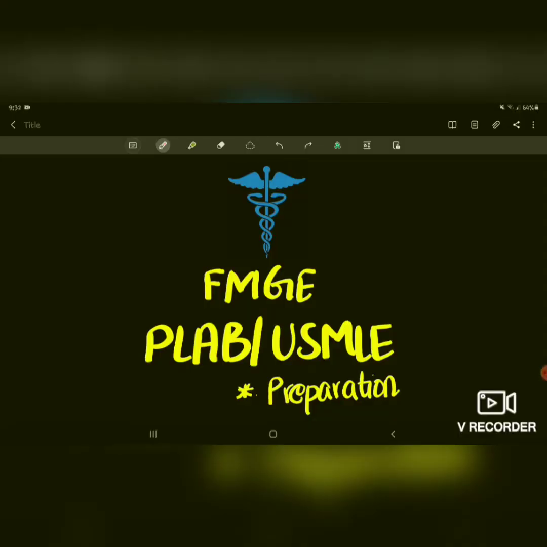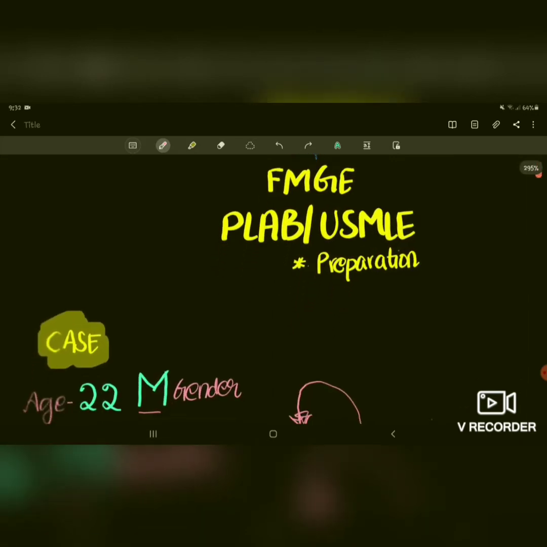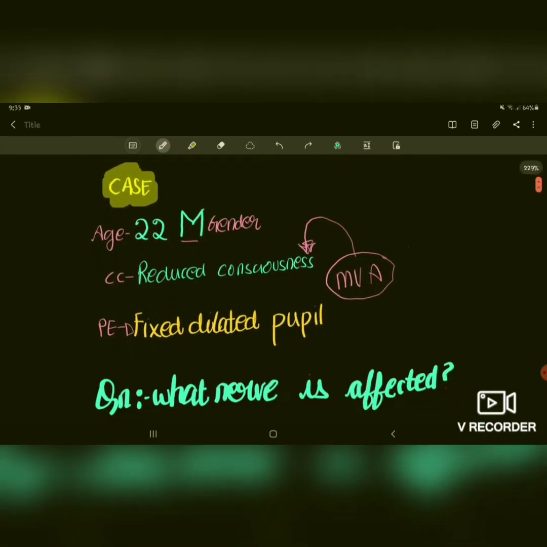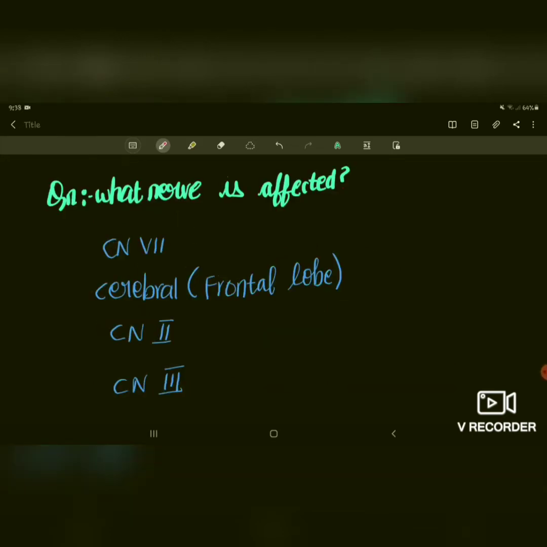So we have brought you a new case here. The case says that a 22-year-old man has a reduced level of consciousness and a dilated pupil. So the question is, what nerve is affected? So let's discuss the options now.